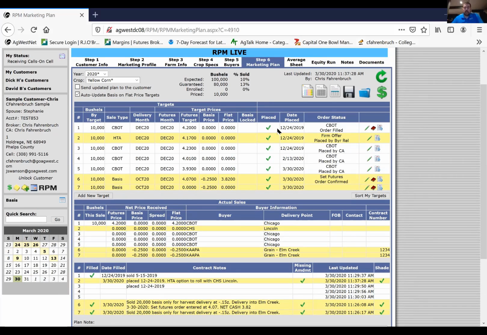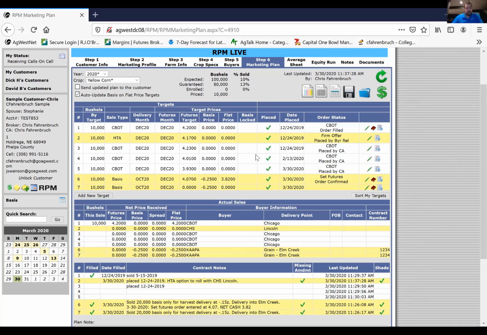There's a target line, which is this top box, and there's an actual sales line at the bottom. This top box is where we will place orders relative to production targets, percentages. If that green arrow is checked, those are orders that are placed, that are ready to be sold, ready to be executed if the market gives us that opportunity.